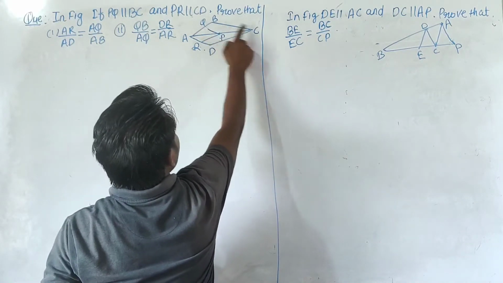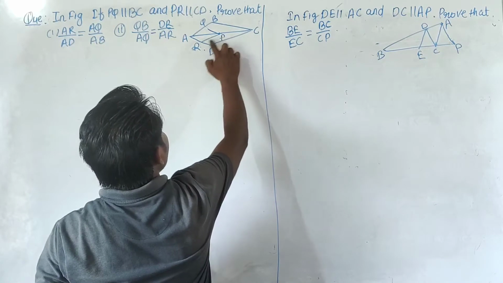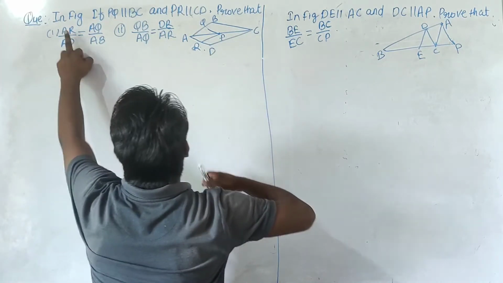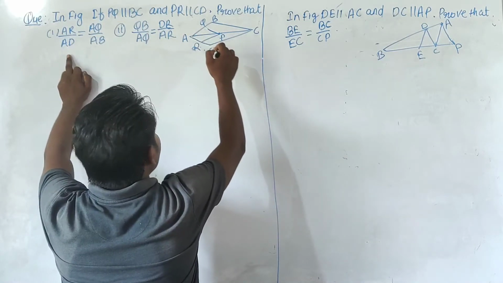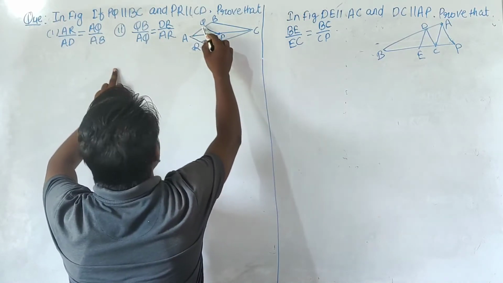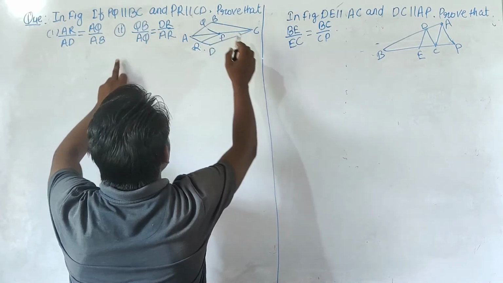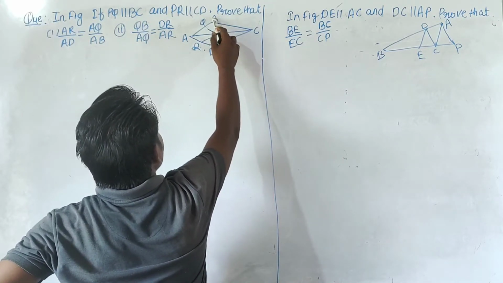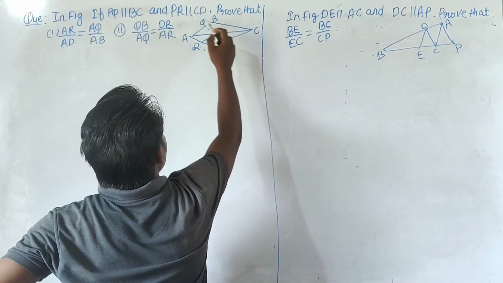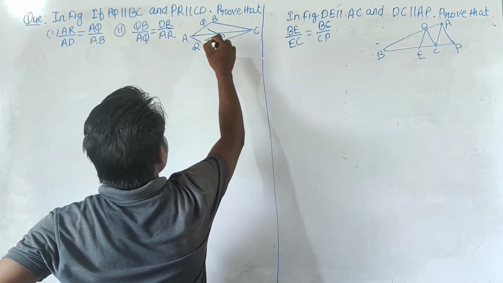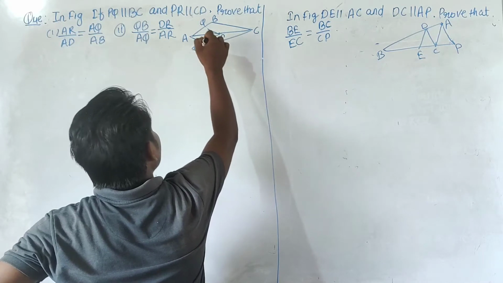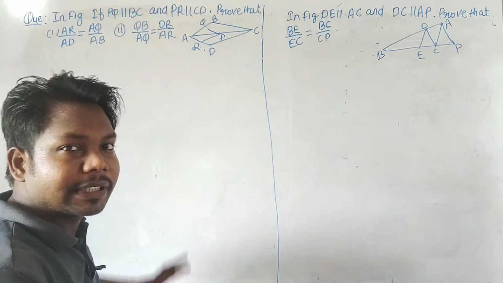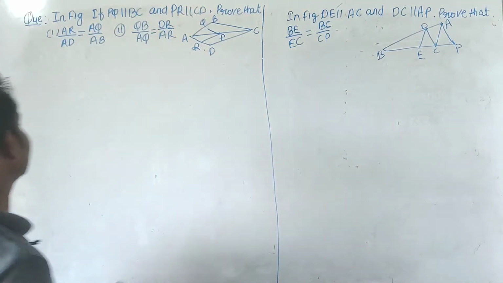If PQ is parallel to BC and PR, this is PR, is parallel to CD, then prove that AR by AD will be equal to AQ by AB. And next, QB by AQ will be equal to DR by AR. So this is to be proved. I hope everybody understood this question. So let's solve it.